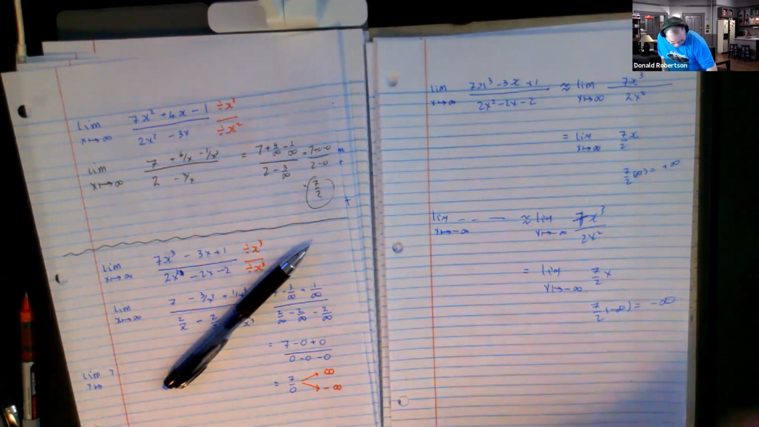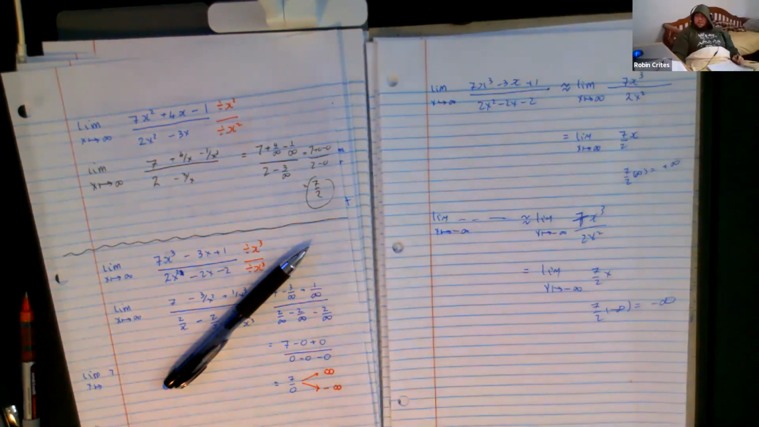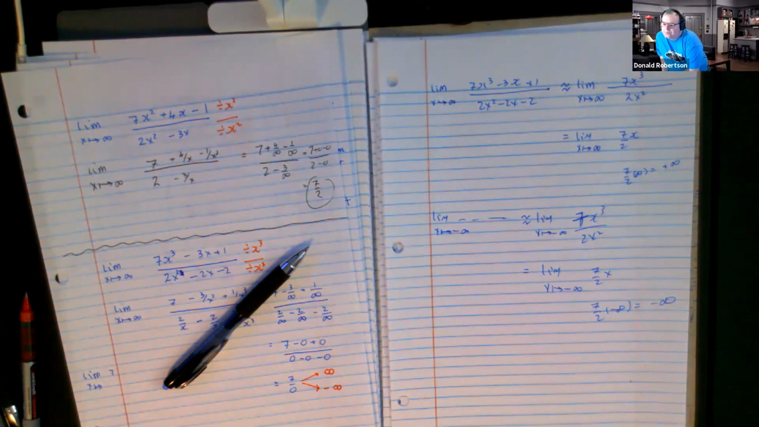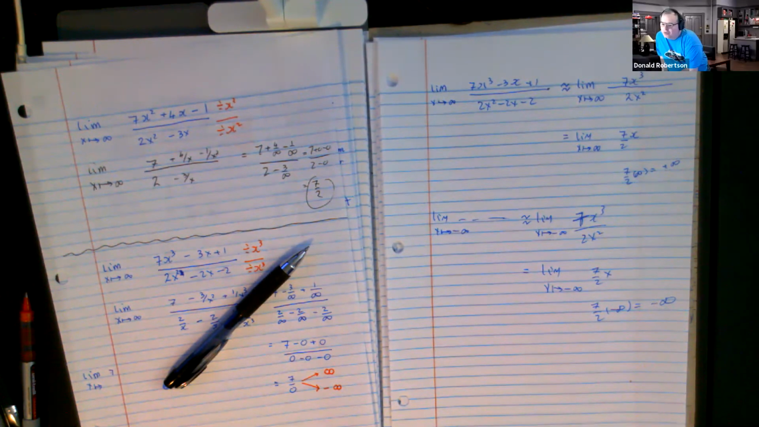Right. The major contribution to the answer is only given by the 2x cubed. So because they are the higher powered terms, we just took them out of the equation. Yeah, we ignored all the smaller ones and said the higher powers are the ones that matter.